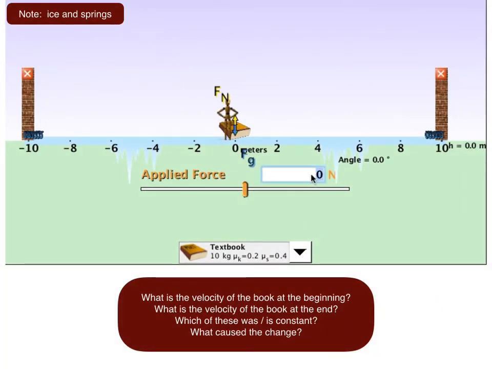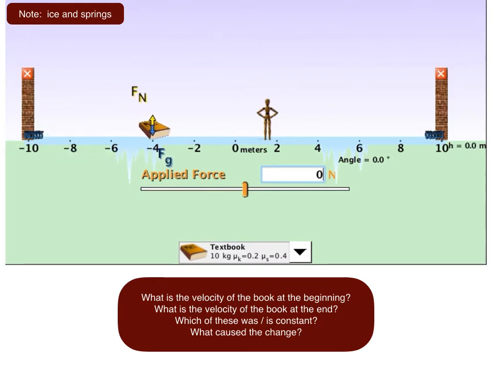Let us begin with the simulation. Note the use of ice and springs in the given system. This is to represent a system in which there is absolutely no friction present. This is not a normal situation.